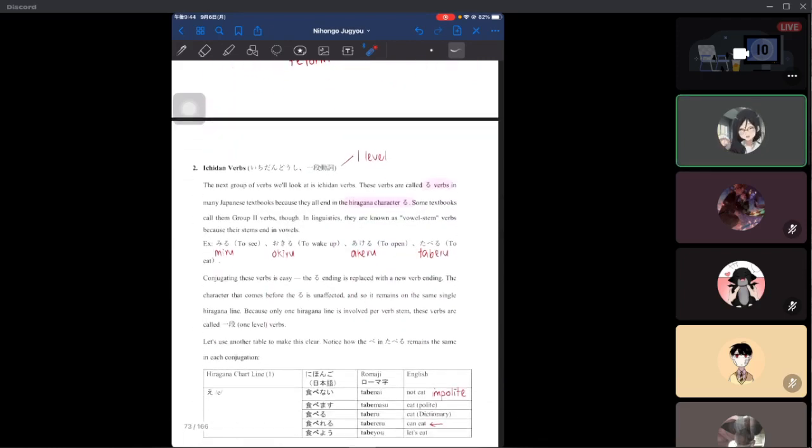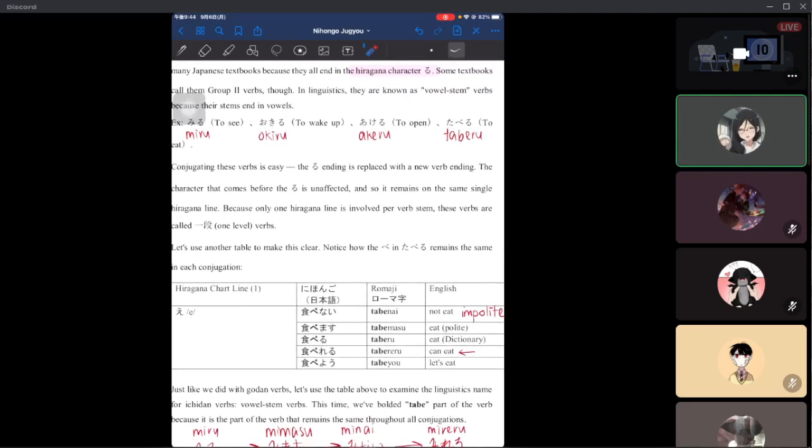And then the second, we have ichidan, which means 1 level. So for example, the word tabemasu, which is to eat. Tabemasu.